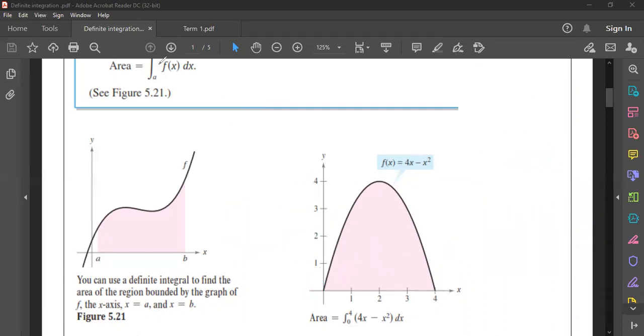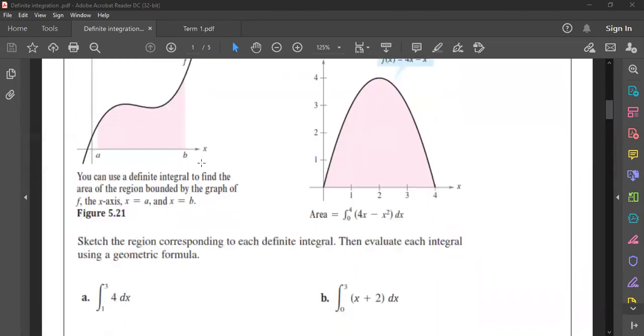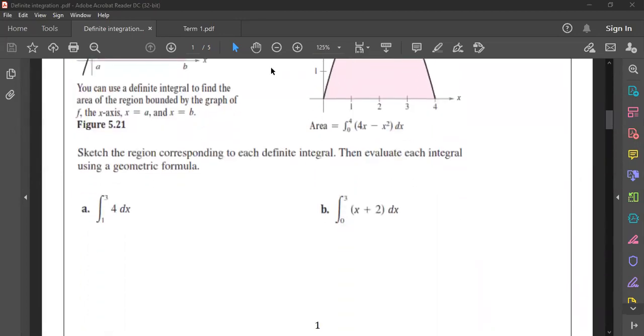Okay, look here. Let's see what kind of question we have on this one. It is very important to understand the meaning of the definite integral by using the area of the region bounded by the curve of the function, the vertical lines and the x-axis. Here, sketch the region corresponding to each definite integral. Then evaluate each integral using a geometric formula. Geometric what? Formula.